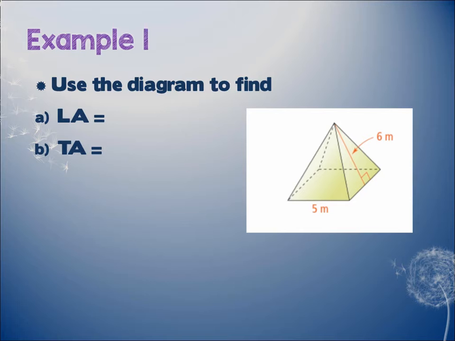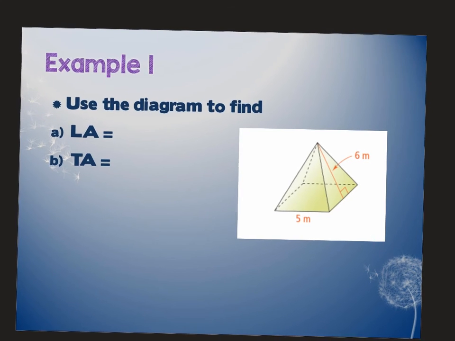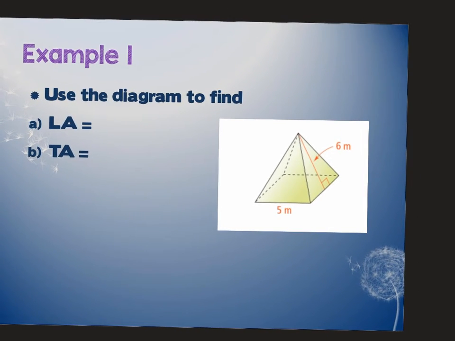All right, so here's the first example. It says, use the diagram to find LA, which stands for lateral area, and TA for total area. Remember, total area and surface area are the same thing. So the lateral area is 1/2 perimeter times the slant height. The perimeter is the perimeter of the base. This is a square pyramid. So the base, 5 plus 5 plus 5 plus 5, or 5 times 4, tells me my perimeter is 20. This time they gave me the slant height is 6. So that's the slant height.